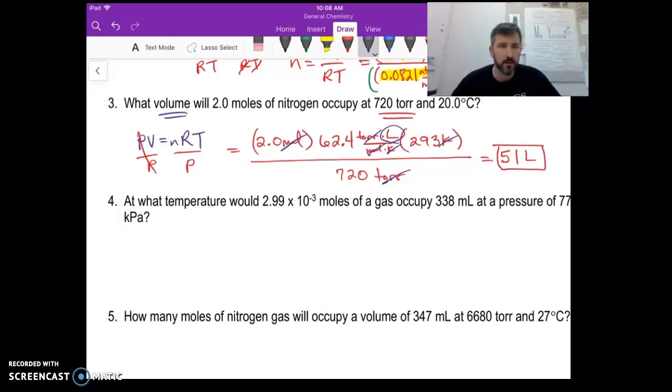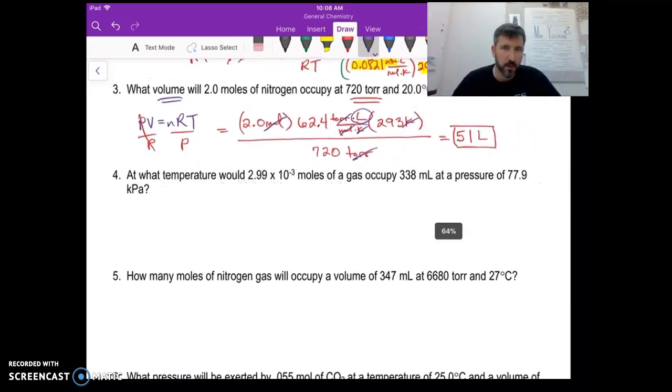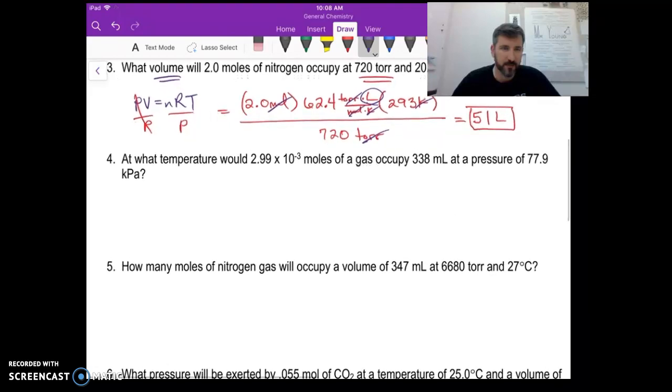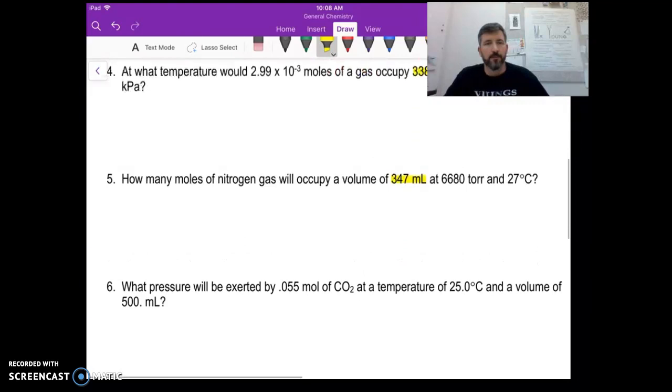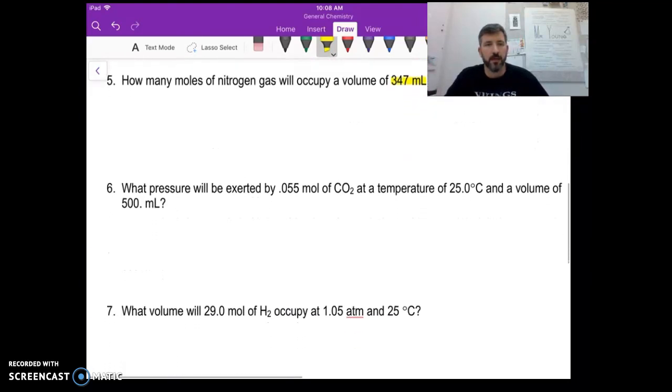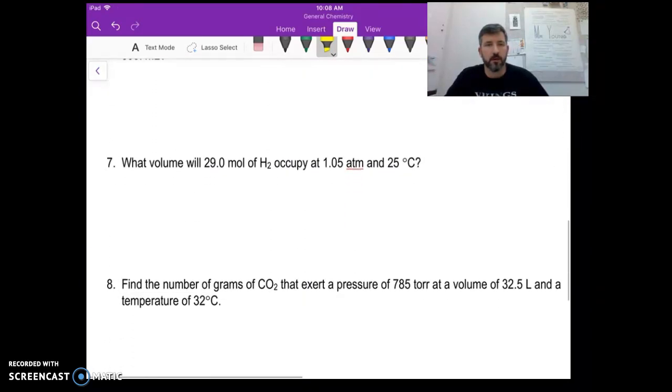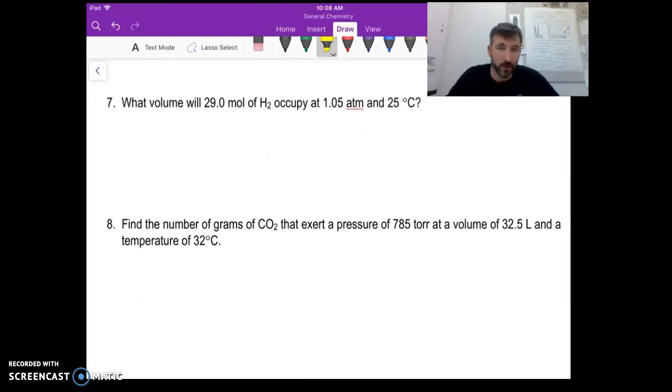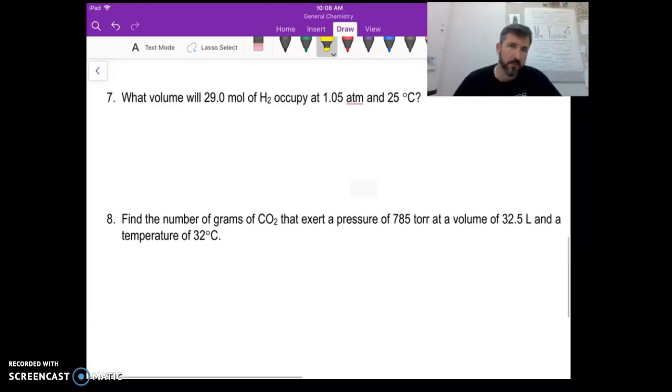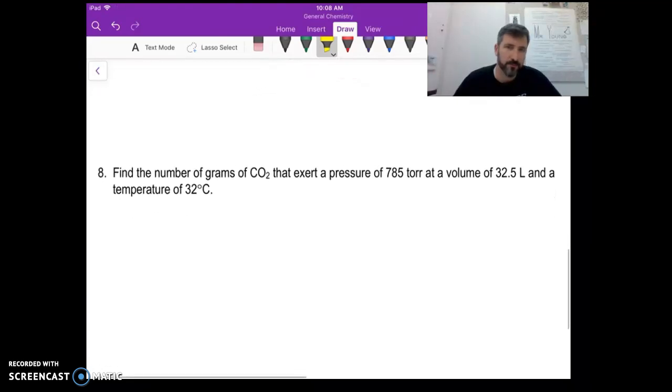I'm going to skip over the next couple because they're not that different. We're just rearranging the ideal gas law differently. I do want to say about this next one, or actually the next couple, if volume is in milliliters, don't forget to divide by 1,000 and convert that to liters. But let's go ahead and jump all the way down. And I do want you to do all these, by the way. All 8 questions should be done when you come to class next time. But let's go ahead and jump all the way down to the last one.